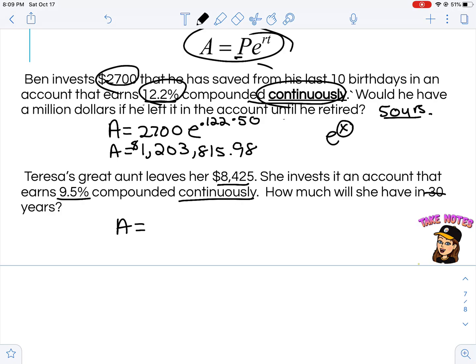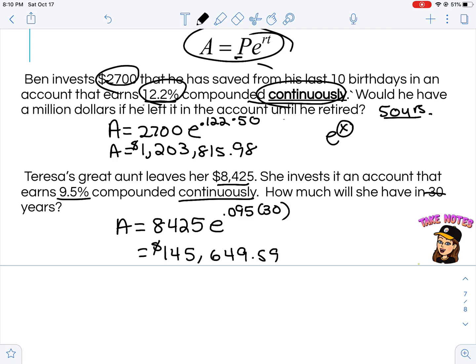Okay, so hopefully you did hit pause and you had a chance to try this one on your own. But we got our P e to the r t. And we type all that in our calculator. And notice she's about $145,649.59. So not too bad on her initial $8,000 investment. Not quite as good as Ben there that left his money in there for 50 years.